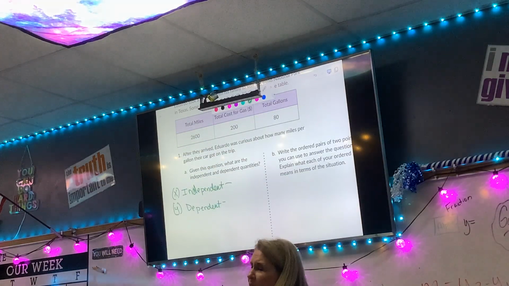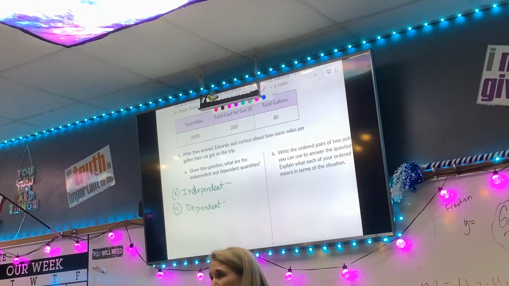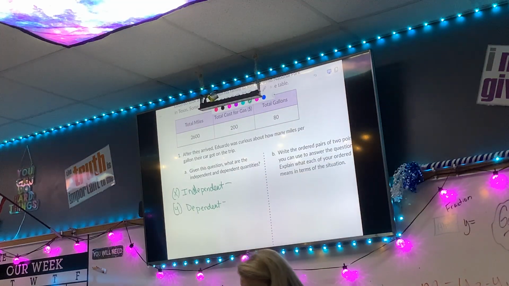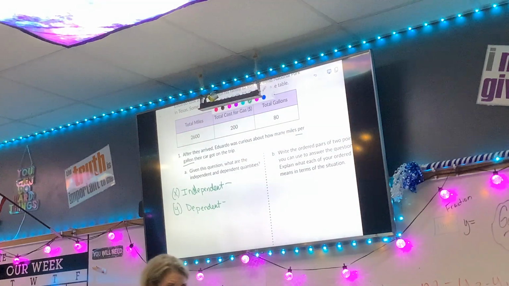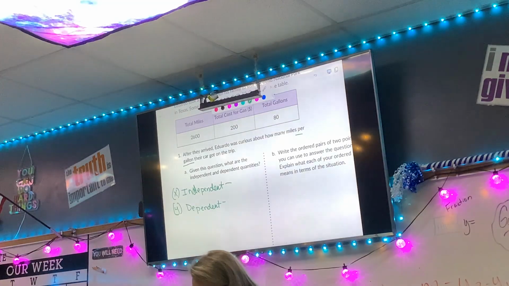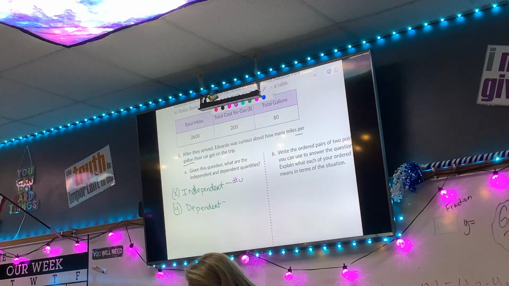Okay, the easiest thing to look at to find out what your independent is, so you don't get confused on this, is read the end sentence. Usually there's a big paragraph. But here, Eduardo was curious about how many miles per gallon. You're wanting it for one item. Okay? So per gallon. So my independent is number of gallons. My dependent is number of miles.